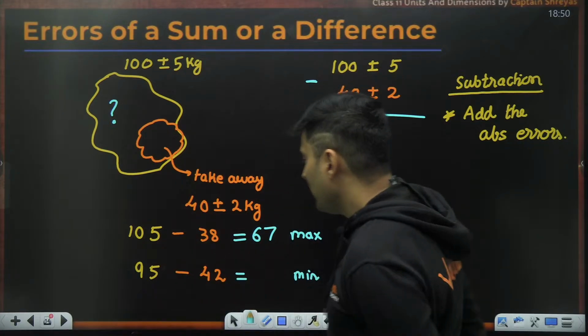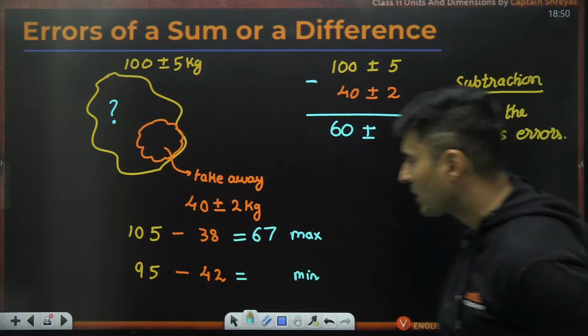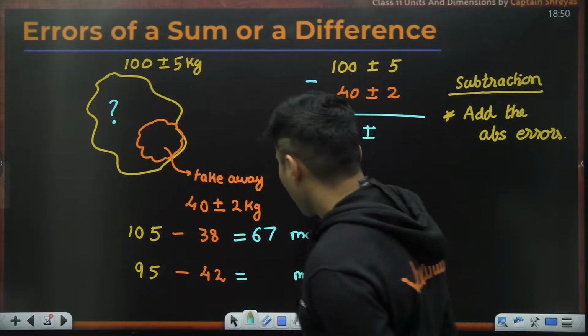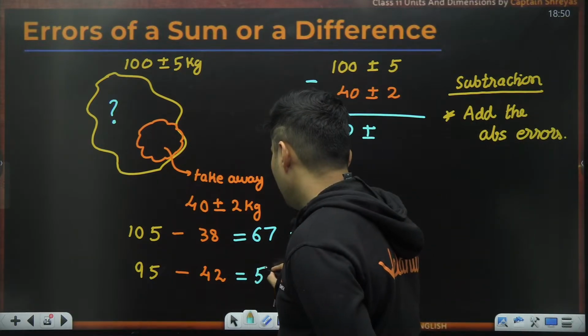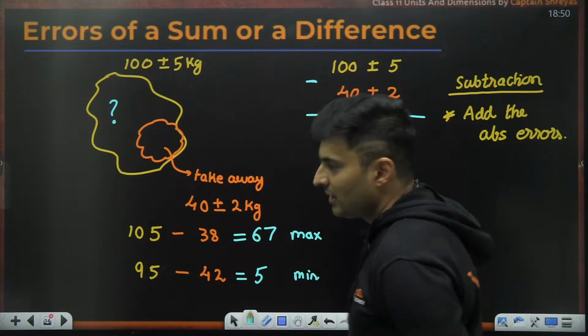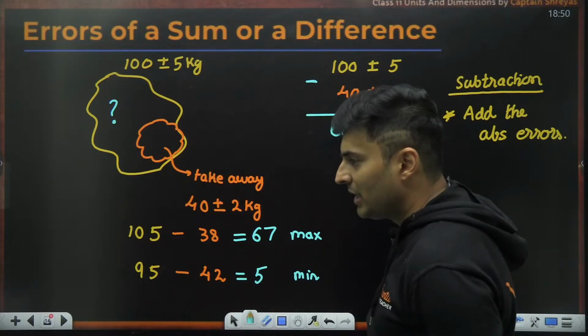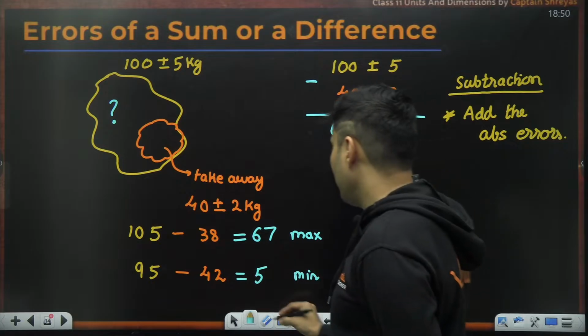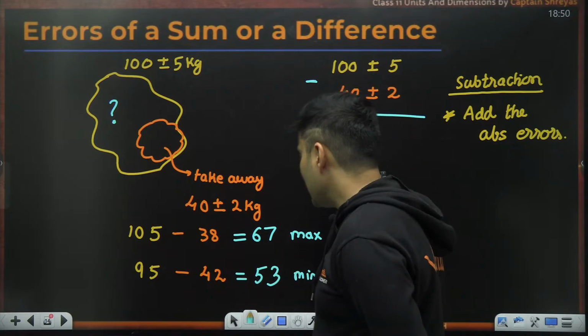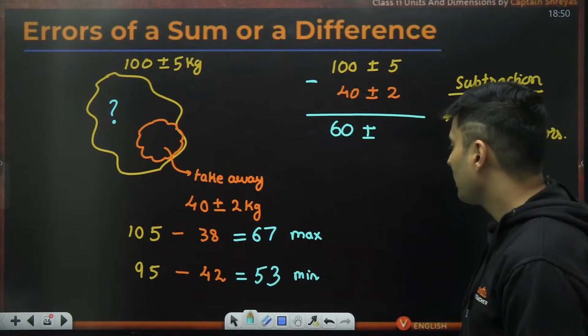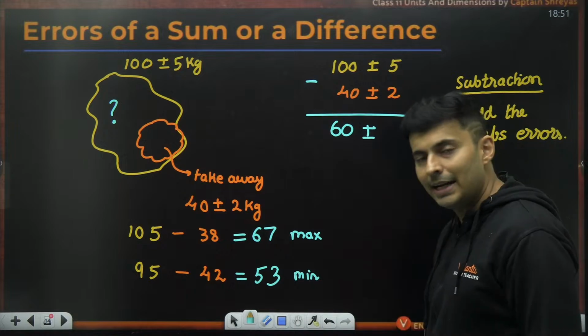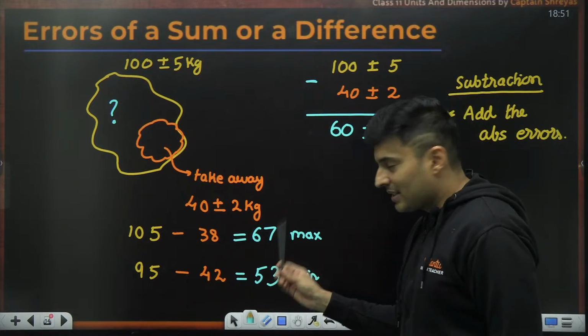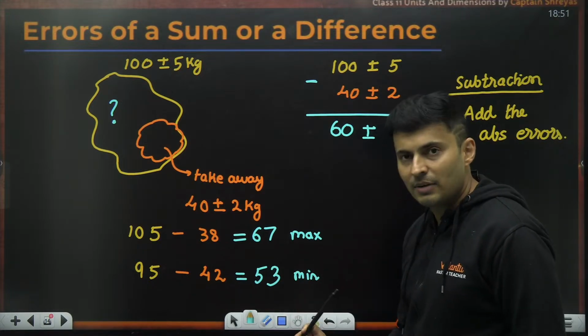And how much will this be? 95 minus 42. How much? Come on, my dear students. Quickly. Yeah, very good. It will be 53. Awesome. So 67 and 53. This is the maximum value which can be left. This is the least value which can be left.